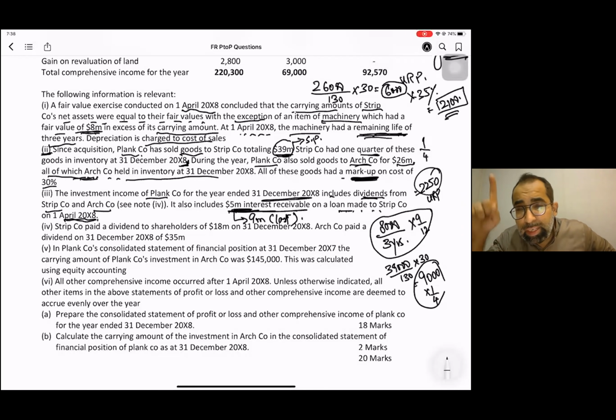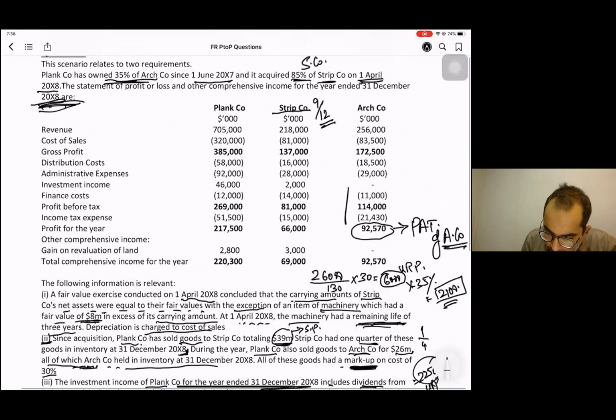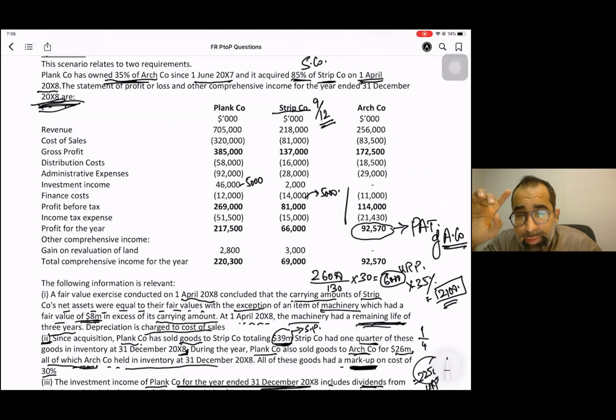So this 5 million you have to cancel out. Yes, this 5 million you have to remove from parent company's investment income and S company's interest expense. Let me do it for you. See, this 5,000 you need to subtract from here and from here. This is a total intercompany thing.